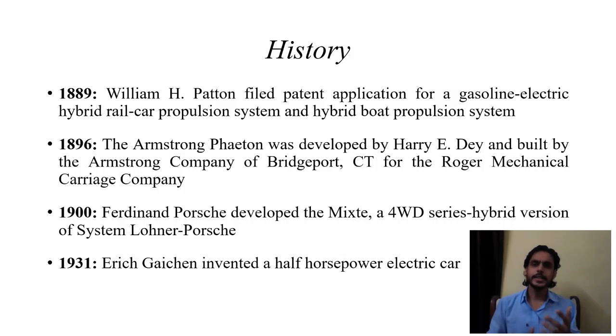Then in 1896, Harry Day developed the Armstrong Phaeton, that was built by the company Armstrong of Bridgeport. Then it was actually built for Rosa Mechanical Carriage Company. Then in 1900, a four-wheel drive series hybrid version of a system known as Lohner-Porsche Mixte was developed by Ferdinand Porsche. Then in 1931, a half horsepower electric car was invented by Erich Gachem.